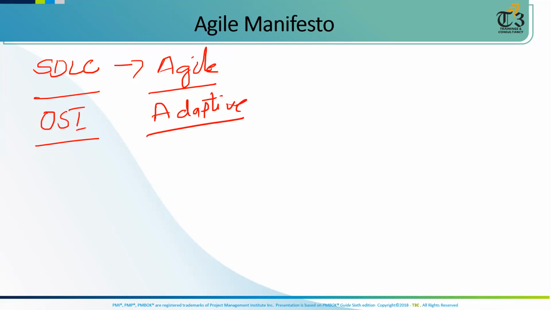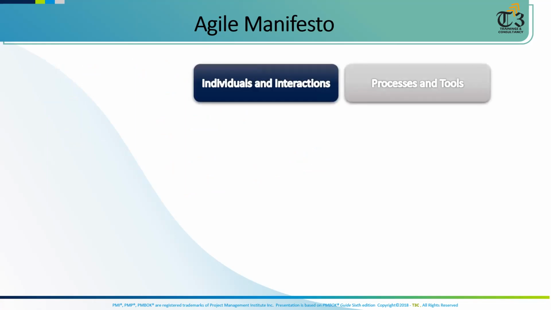So for that, those 17 owners of 17 Agile or 17 software companies just sat together in 2000 and said, okay, let's produce a common framework where we'll be able to produce software in a systematic manner. And after the discussion, they came out with the Agile manifesto. What was the manifesto? There were 4 points for the manifesto: individuals and their interactions are more important than following the processes and tools.